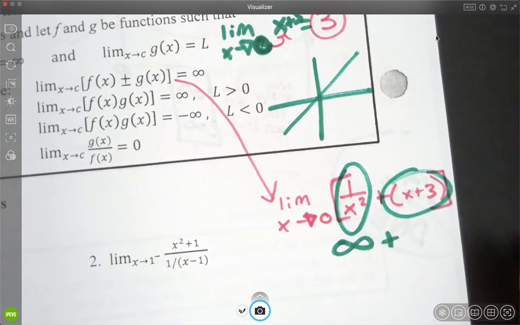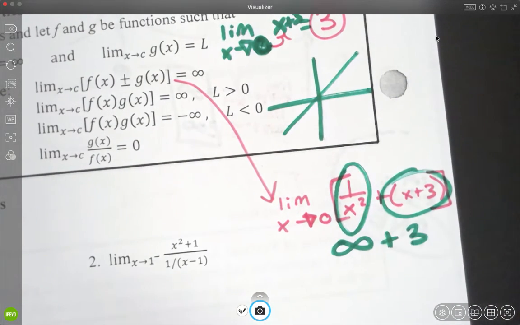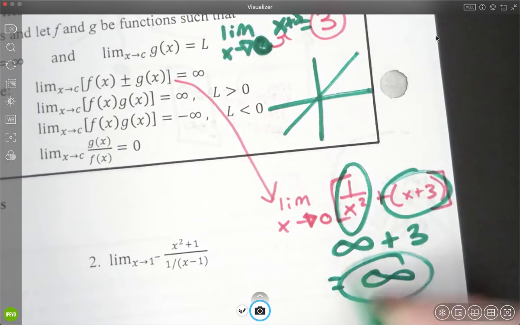This was 3. If I take infinity and add 3 to it, does it really matter? It's still infinity. That's big numbers. So it's still going to be infinity.